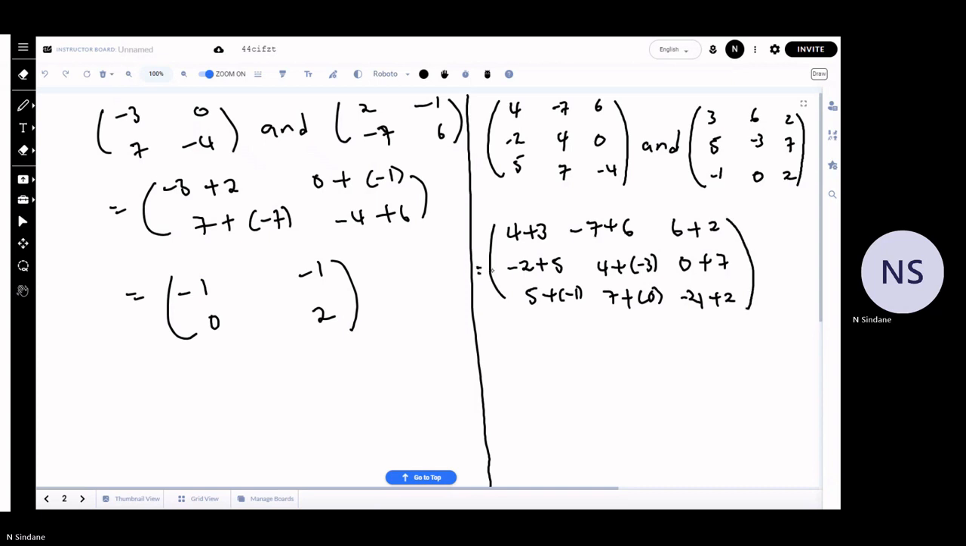Then this will give me 7, -1 and 8. Then we have 3, then this is going to be 1, then this is going to be 7. Then we'll have 4, then 7, then -2. This is your solution, which is a 3 by 3. Adding those matrices, I got a 3 by 3, right?